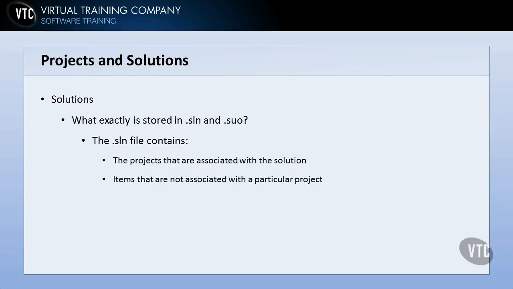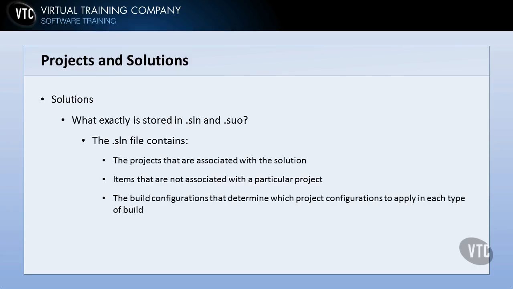Now, the .sln file will also contain any items that are not associated with a particular project. So all that stuff is going to go in the SLN file, and then the build configurations that determine which project configurations apply in each type of build are also stored out there. Because we have a lot of options when we're building, we can build individual projects, we can exclude projects from the build, and all sorts of things.